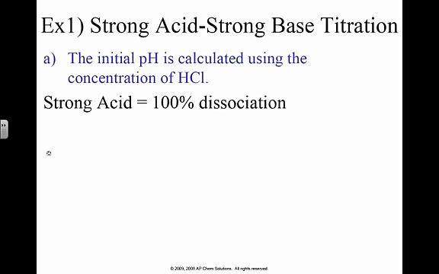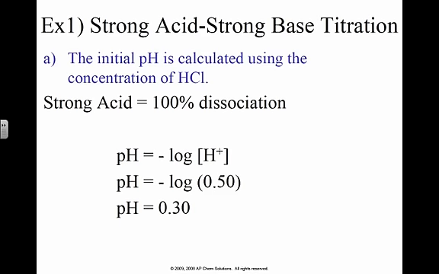Okay, so what is the initial pH of just plain 0.5 molar HCl? Well, that's going to be easy. All you do is press negative log 0.5. You get a pH of 0.30. Easy enough.